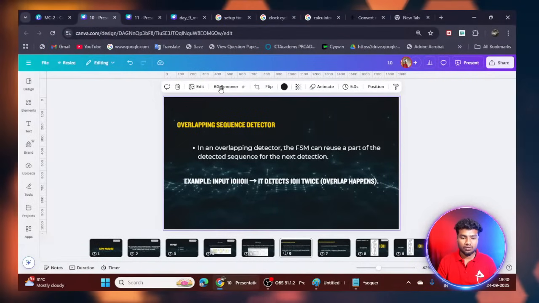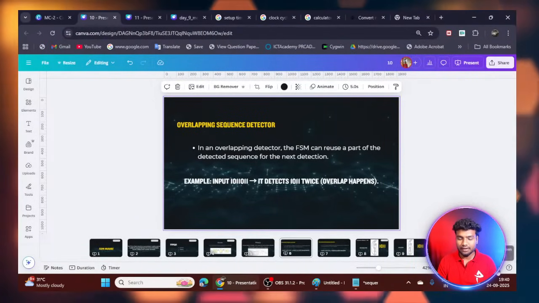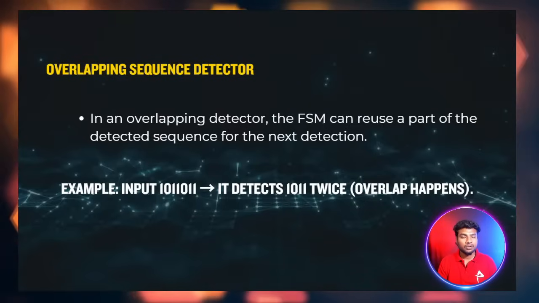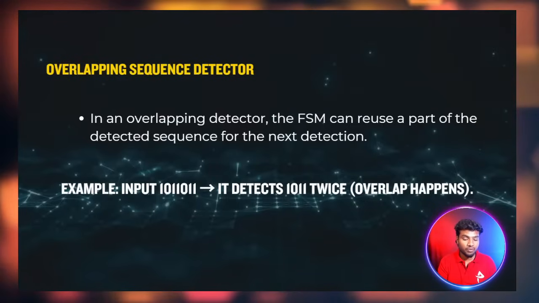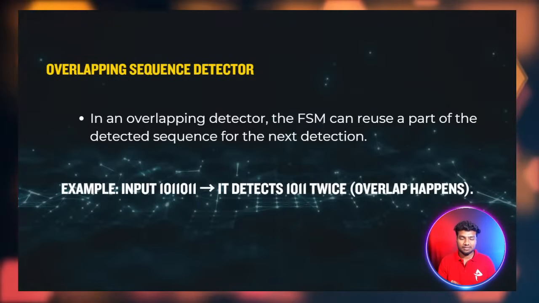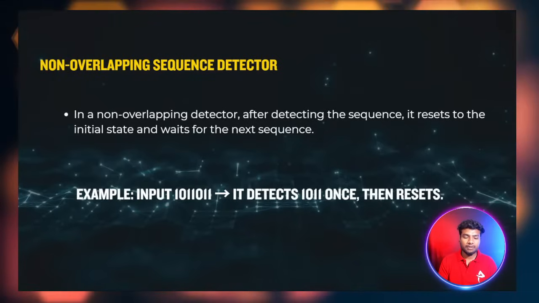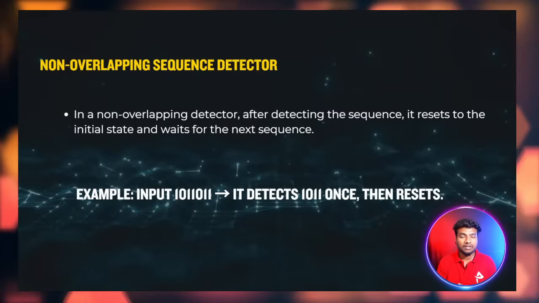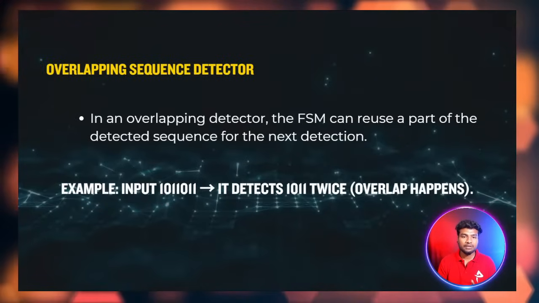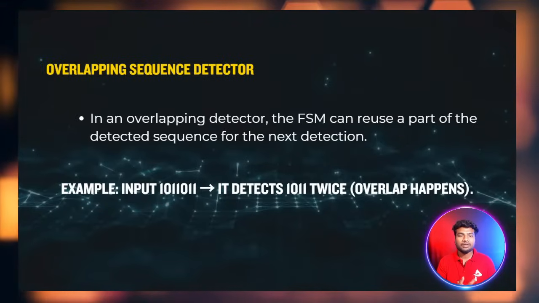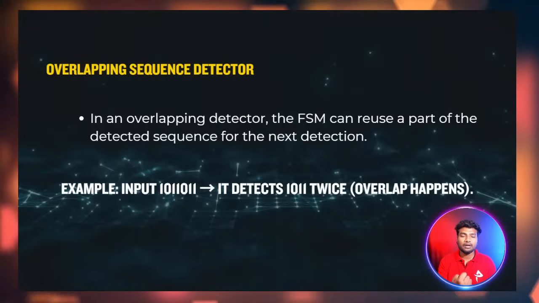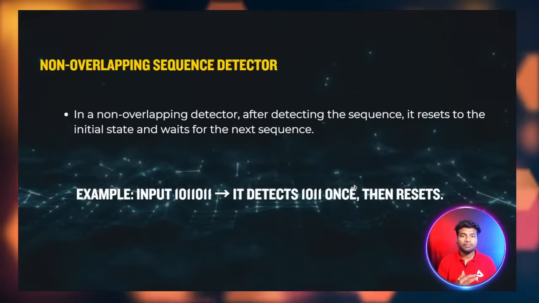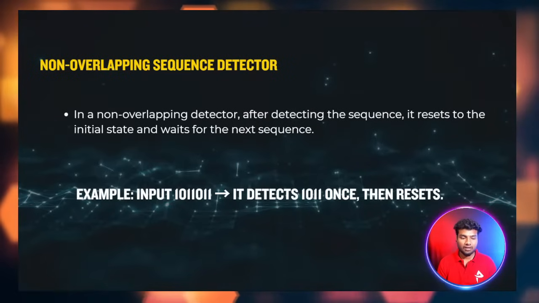So I want to detect, and this is an FSM diagram. Overlapping is nothing but the FSM reusing some part of the detected sequence for the next detection. Non-overlapping is nothing but after detecting the sequence, it resets to the initial state and waits for the next sequence. In overlapping, it can reuse the previous output to find the next detection, but in non-overlapping, it won't use the previous output.